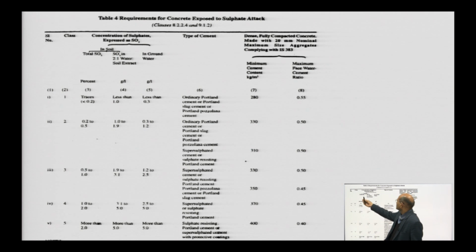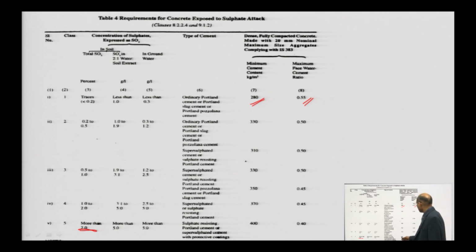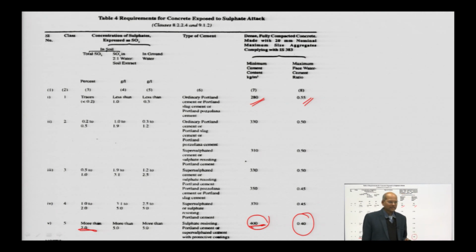Let us say our total SO3 is less than 0.2%. In that case we can use ordinary Portland cement, Portland slag cement or Portland pozzolana cement, and the minimum amount of cement should be 280 kg per meter cube and the maximum water cement ratio should be 0.55. Similarly, if your concentration is more than 2 total, what will happen in that case? We have to use a minimum of 400 kg per meter cube of cement, and the type of cement means you have to use sulphate resisting Portland cement or super sulphated cement with protective coating. So, you have to give a certain non-permeable protective coating also. The minimum amount of cement and maximum water cement ratio have been restricted, so you have to refer to this code while designing the mix.